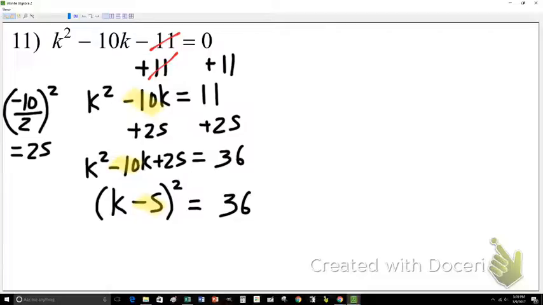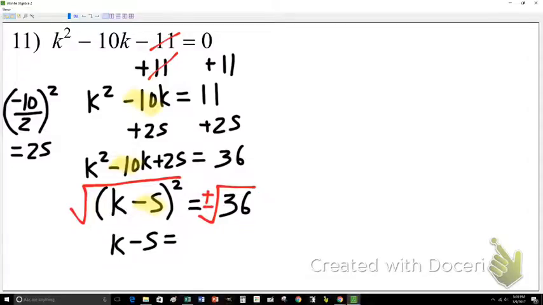To get rid of the square, we're just going to square root both sides. So now what we have is k minus 5 is equal to, oh, and don't forget that plus or minus in front of the square root there. So k minus 5 is equal to plus or minus, and the square root of 36 is 6. We're just going to add the 5 to both sides of this equation now to get rid of it on the left.